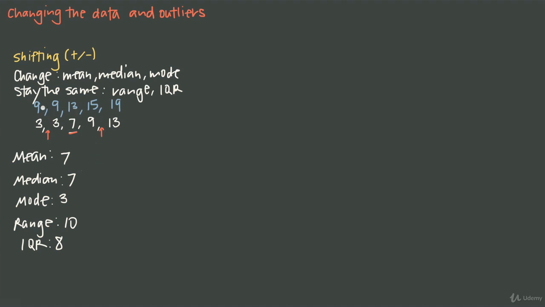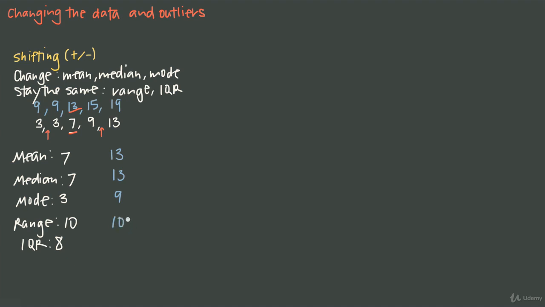The mean is going to be 9 plus 9 is 18, plus 13 is 31, plus 15 is 46, plus 19 is 65. When I divide 65 by the number of data points I have, 5, I get 13. So the mean is 13. The median, I can already see, is my middle value right here. So the median is 13. The mode is the value that occurs most often. That's going to be 9. The range is the largest value minus the smallest value. 19 minus 9 is 10.